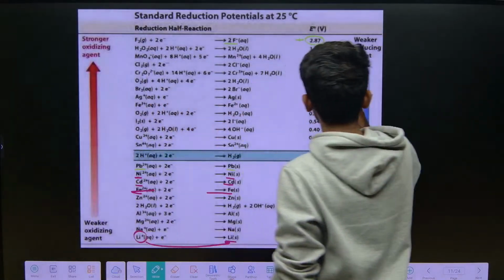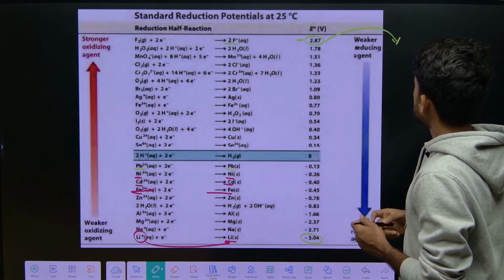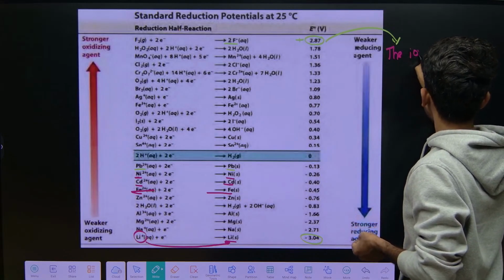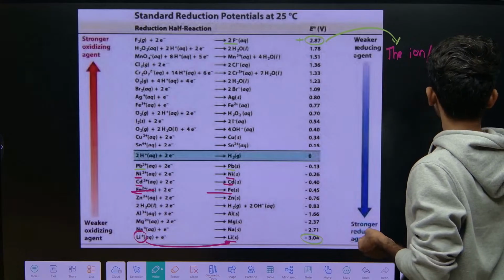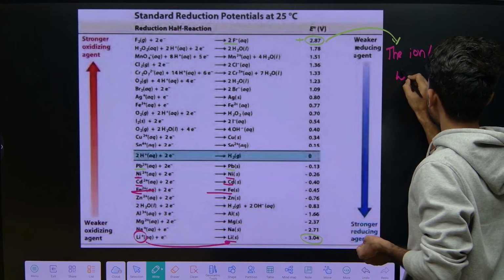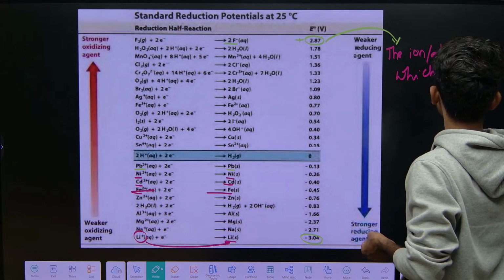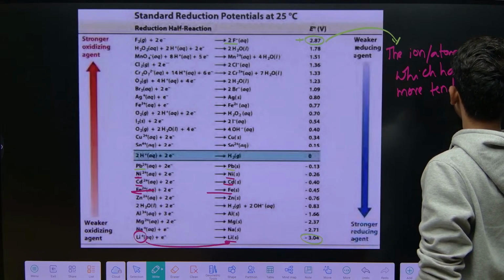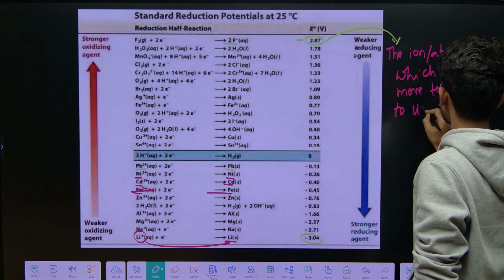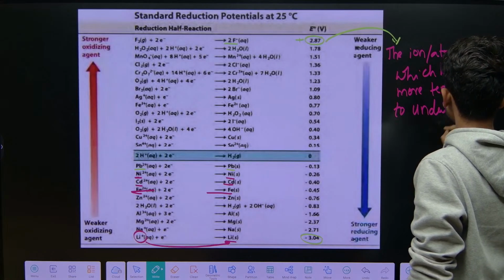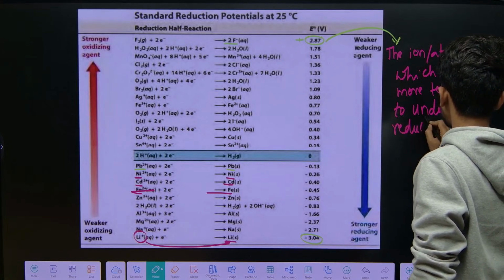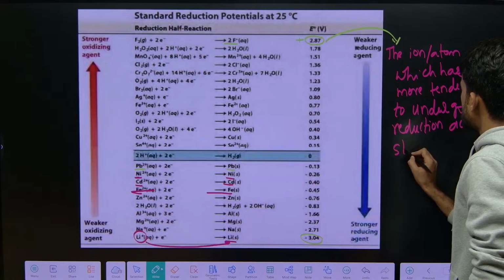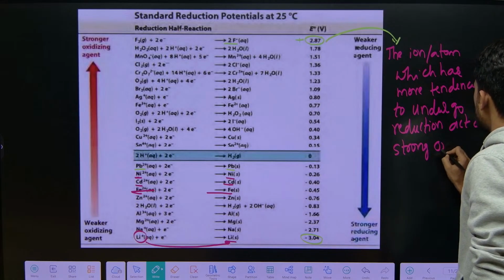Now I am making a few statements. The species, ion, atom or molecule which has more tendency to undergo reduction acts as a strong oxidizing agent. Strong oxidizing agent.